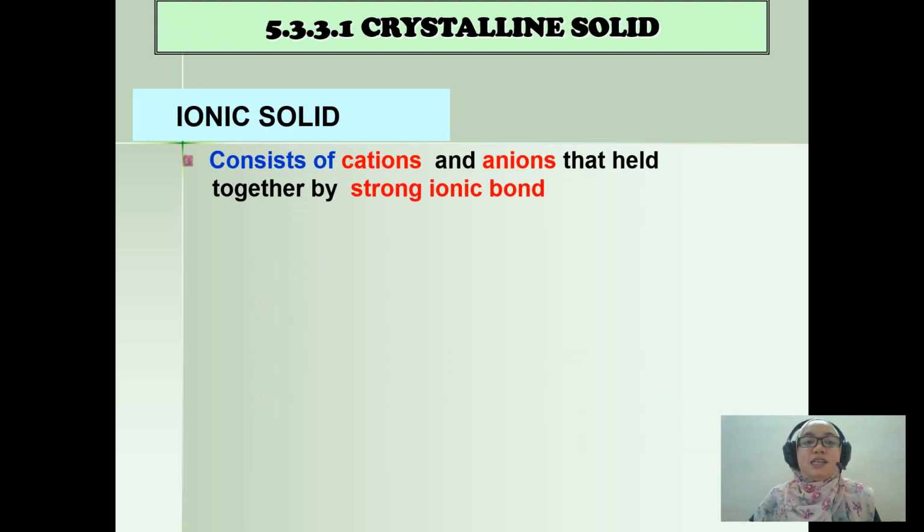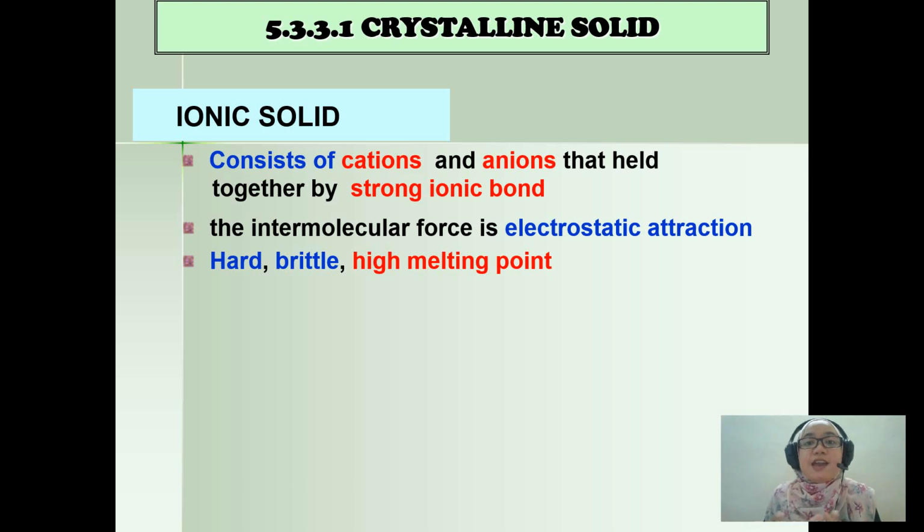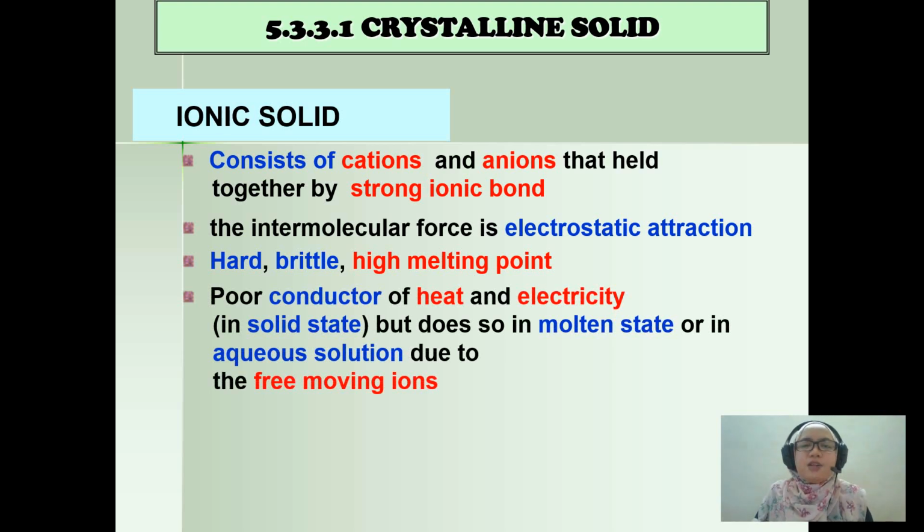Ionic solid is a solid that consists of cations and anions held together by strong ionic bonds. The intermolecular force is electrostatic attraction between the cation and anion. So, ionic solid is very hard, brittle, and has a high melting point. Ionic solid is a poor conductor of heat and electricity in the solid state. So, in the solid state, ionic solid is a poor heat conductor and electric conductor.